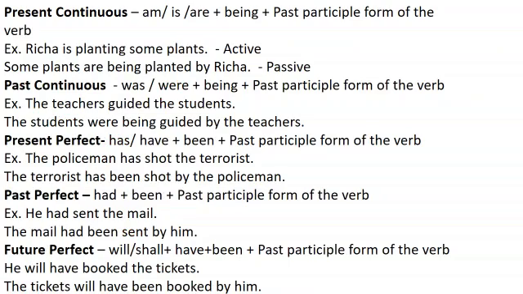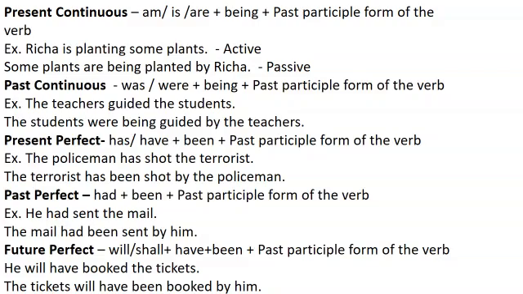For the present continuous tense, the structure will be am, is, are plus being plus past participle form of the verb. For example, Richa is planting some plants. Here, some plants are being planted by Richa. In the second sentence, we can see that the subject is performing the action passively, and the structure is are plus being plus the past participle form.